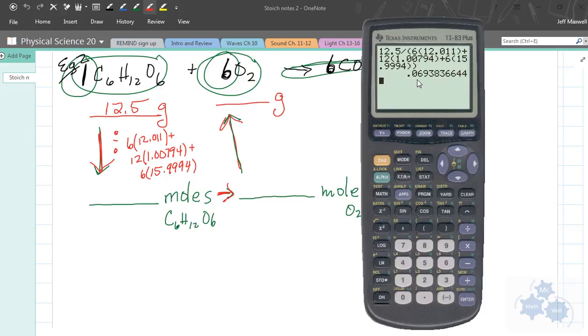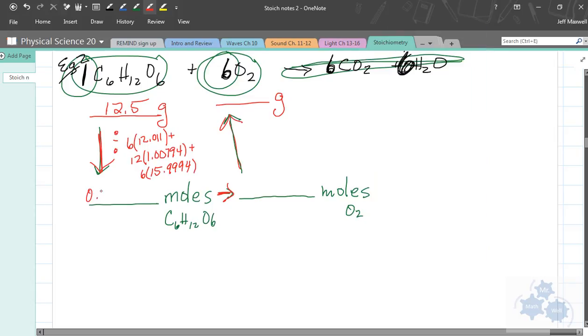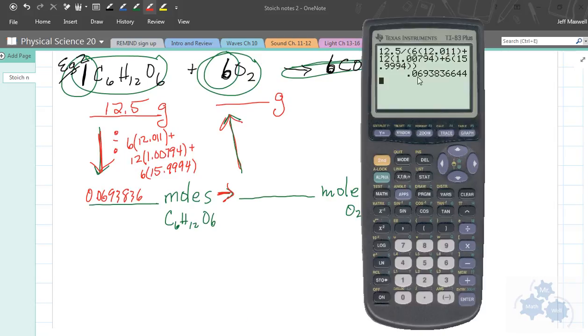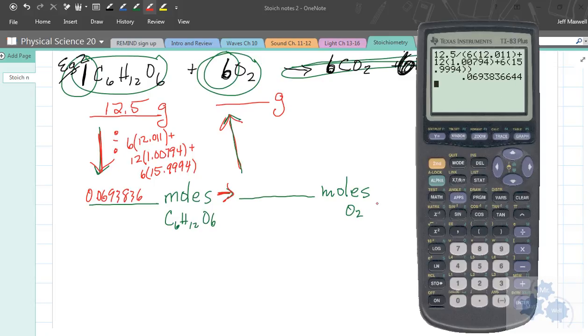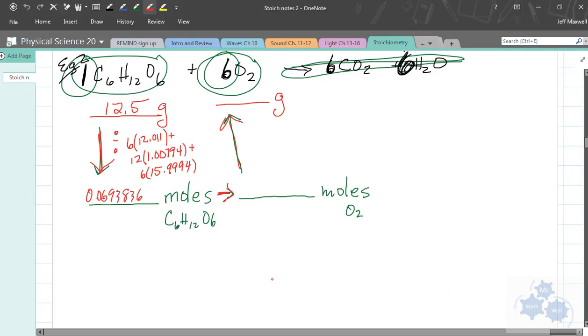All right, so what does this number represent again? The number of moles, okay? 0.0693836. And write as many decimal places as you can. Of course, again, keep the number on your calculator screen there so you can use the whole decimal. That's always best. All right. We good with that so far?